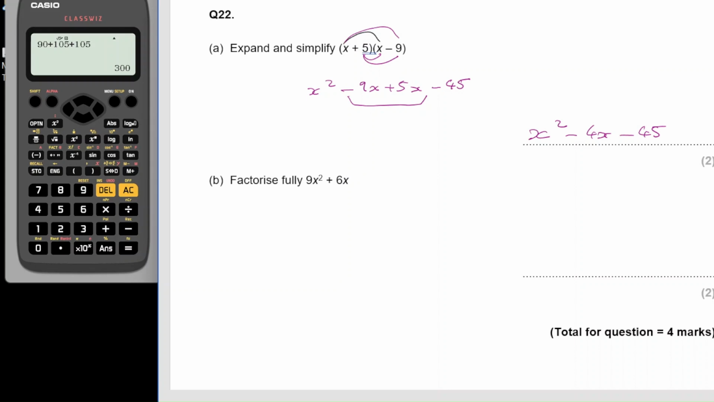Right, for part B then. Factorise fully, so we've got a 3x as a common factor. And then we need 3x times 3x to get 9x squared, plus 2 to get 6x.